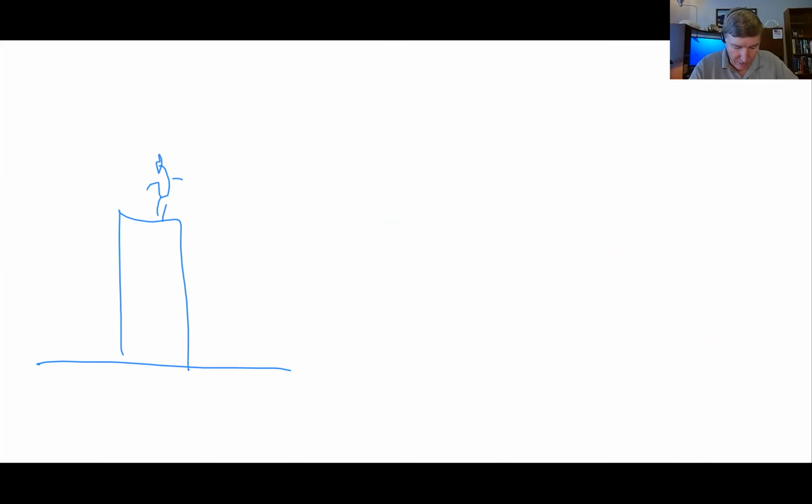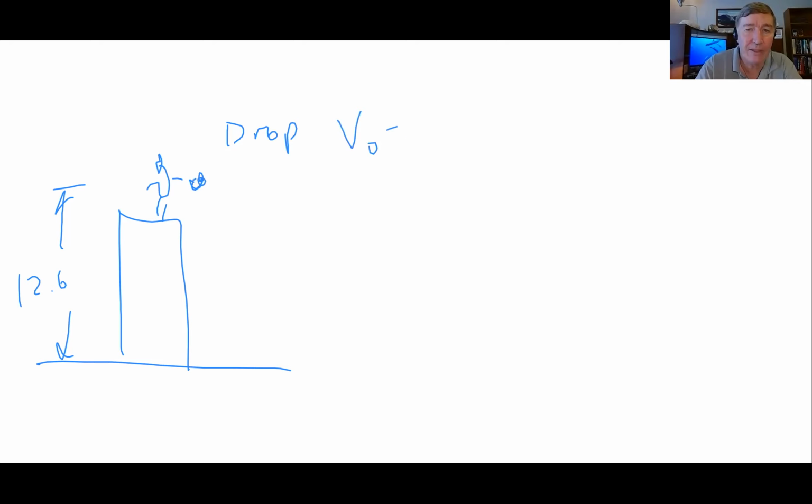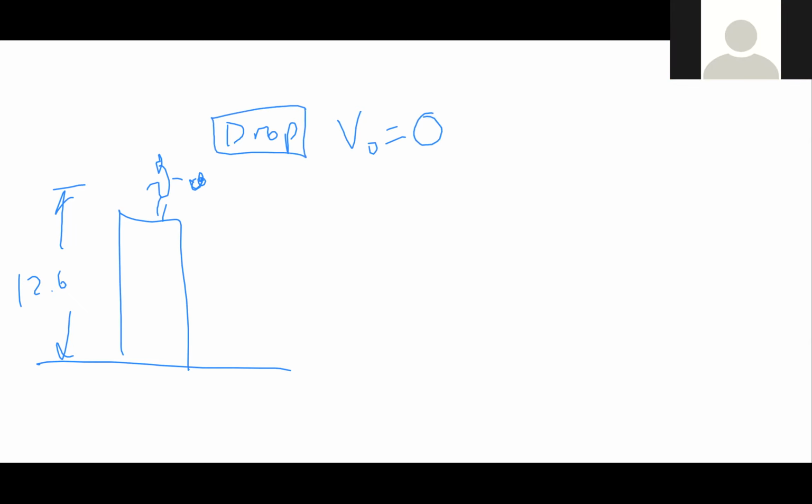Let's say that we've got the same person on the same building, and so let's say that it's still 12.6 meters, just like it was before. But this time we're going to drop the rock instead of throwing the rock. Okay, so what does that mean about our V initial? Somebody speak up. That it's 0. Okay, it means that it's 0. But everything else is the same.